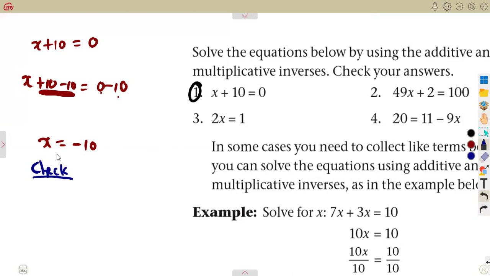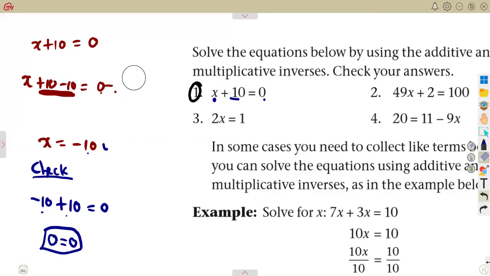So you can even check this and see if this is going to give us exactly what we need there. If x is minus 10, let's substitute in place of x. Minus 10 plus 10. Take note, there is a plus there. Plus 10 is equal to 0. Minus 10 plus 10, that's a 0, remember? So that 0 is equal to 0, which is correct. So our x is truly minus 10. So that is to solve.